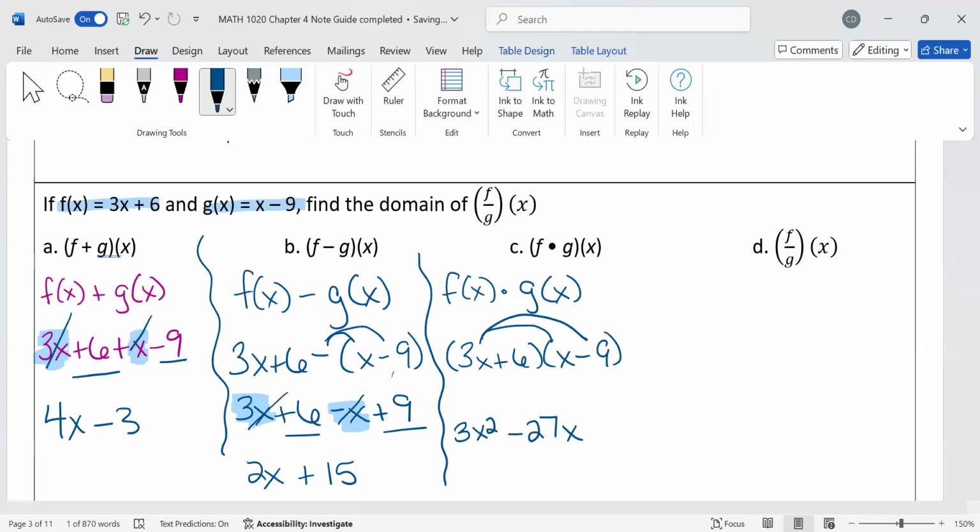Then we do the same thing with the 6. 6 times x is 6x. And then 6 times negative 9 is going to be negative, or minus, 54.